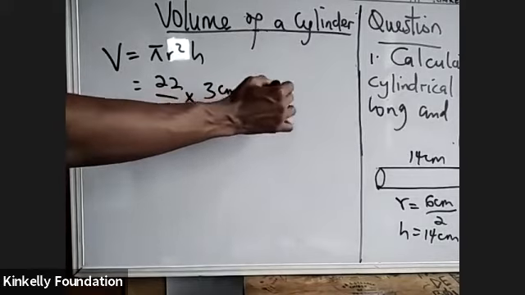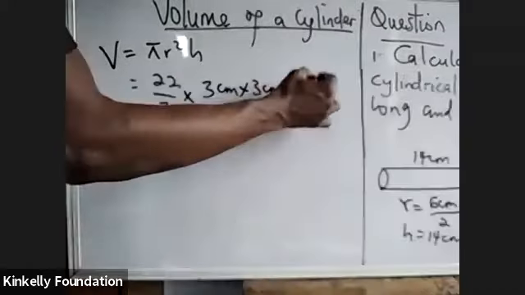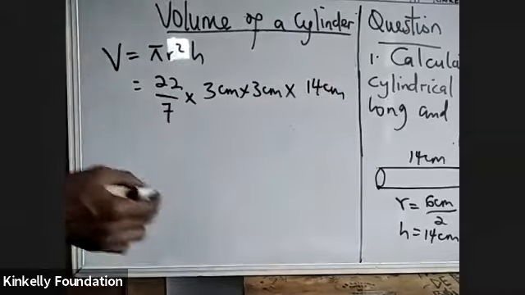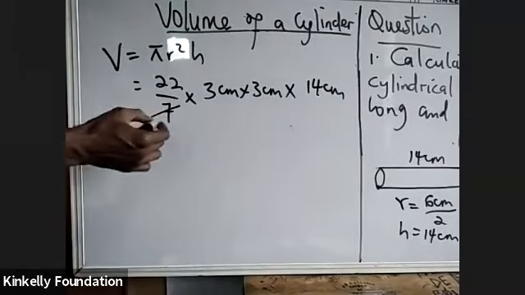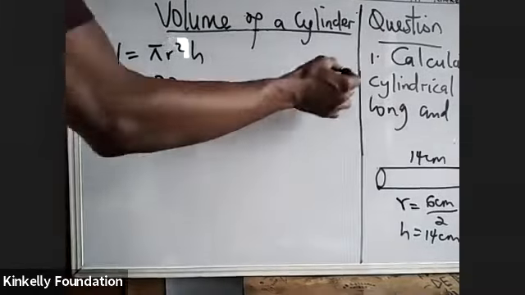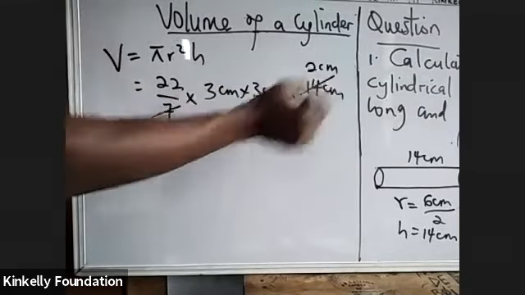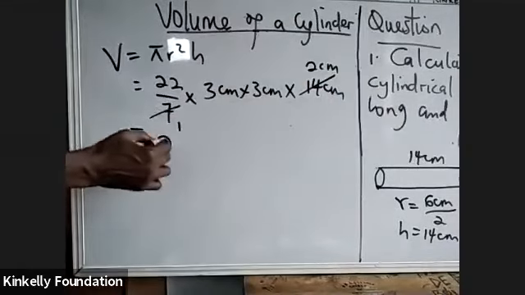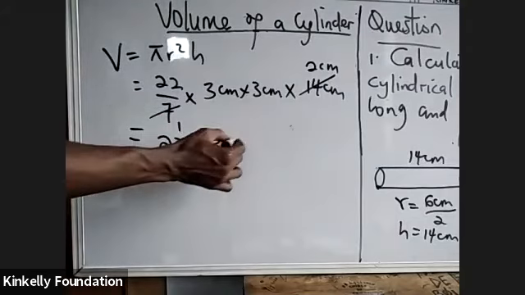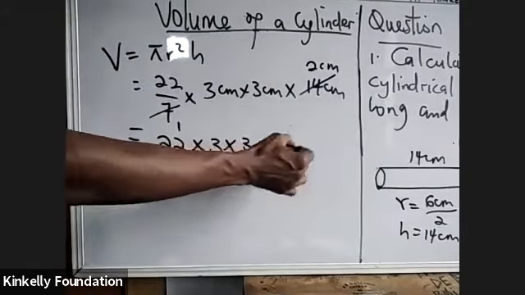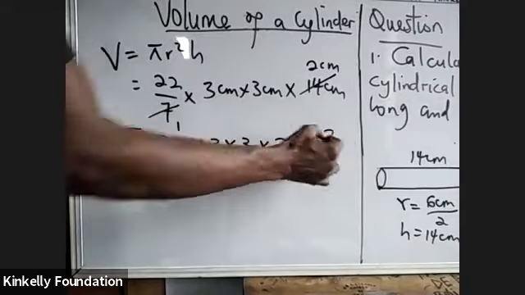3 cm times 3 cm times the height of 14 cm. Now, 7 goes into itself to give us 1. We divide 14 by 7 to give us 2 cm. So what we now have is 22 times 3 times 3 times 2 in cm.